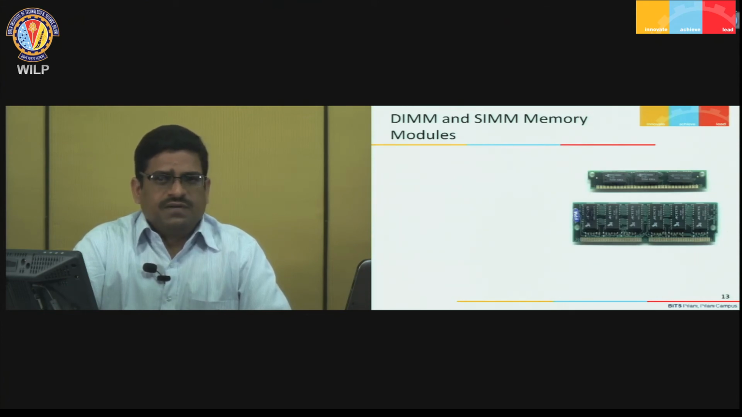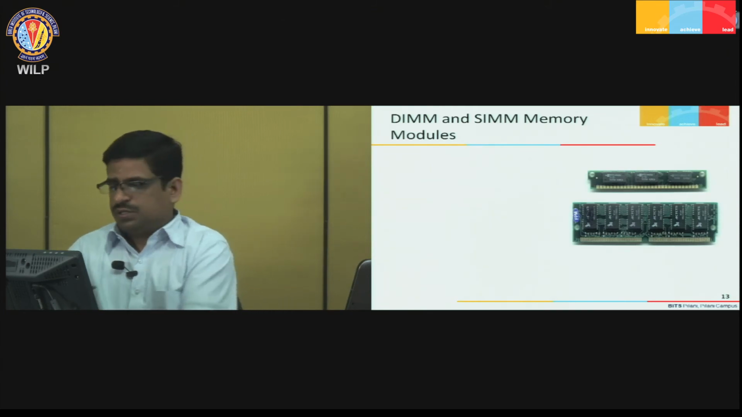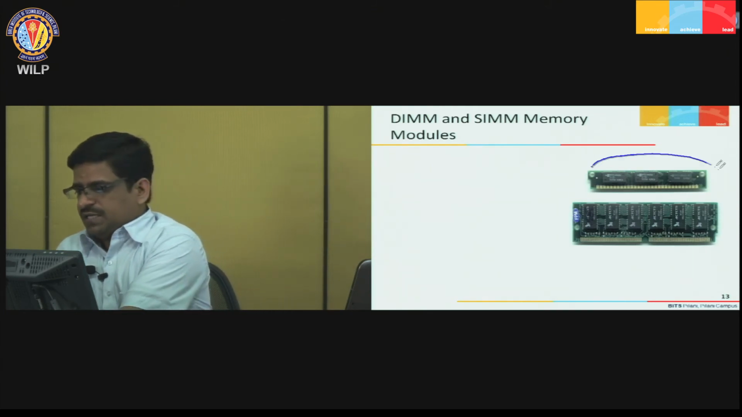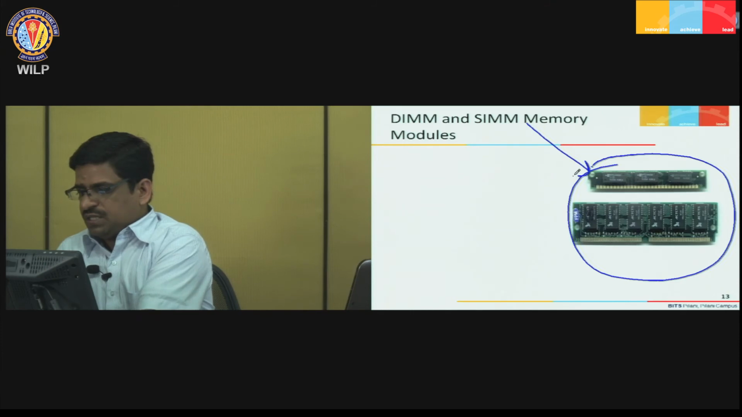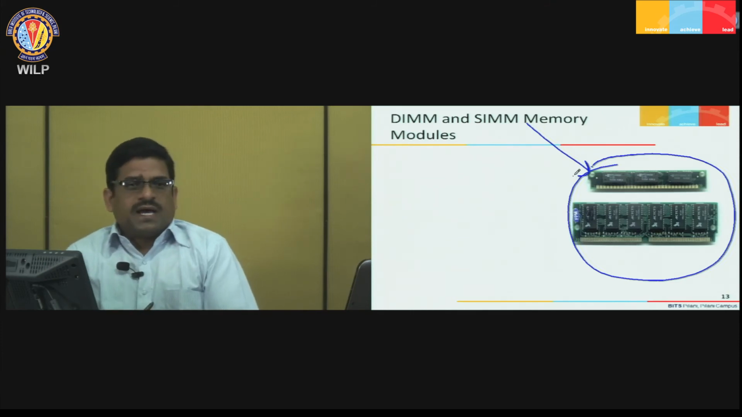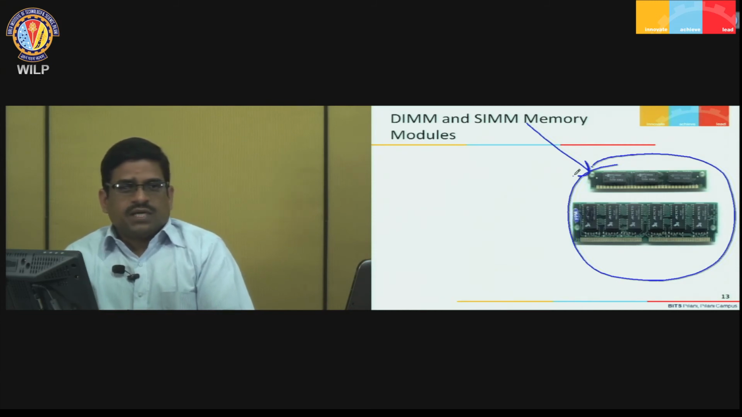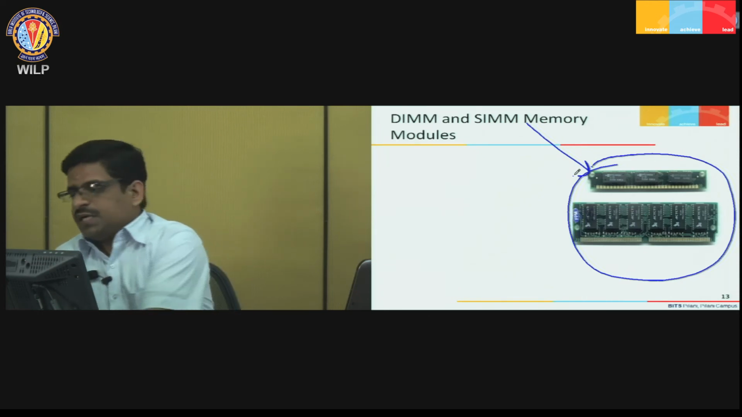So, the picture which is shown to you is the SIMM memory module. The SIMM memory module has all the pins on one side only, one side of the chip. The data path supported by this SIMM is a 32 bit data path.